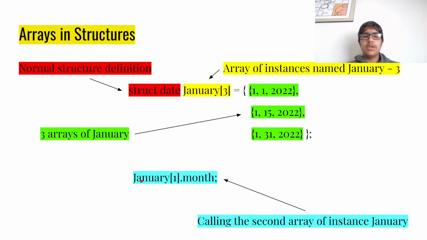And when you call it, you would call it by doing January[1].month. So what this would do is take the second element in January and indicate the month of that. As you can see, the second element in January is 1/15/2022, and our month is 1 because we defined it earlier.